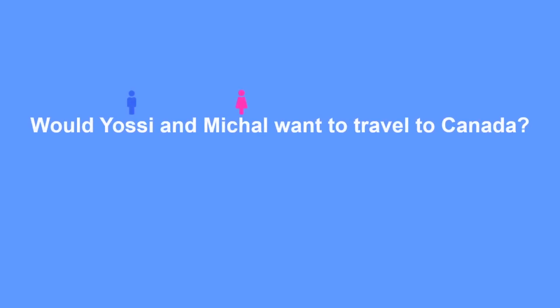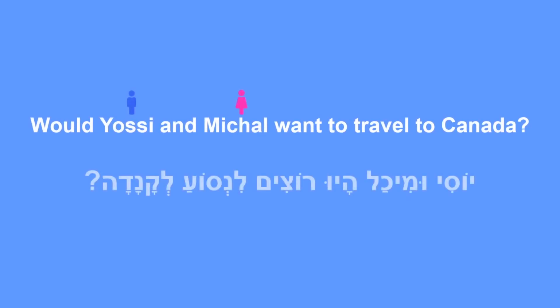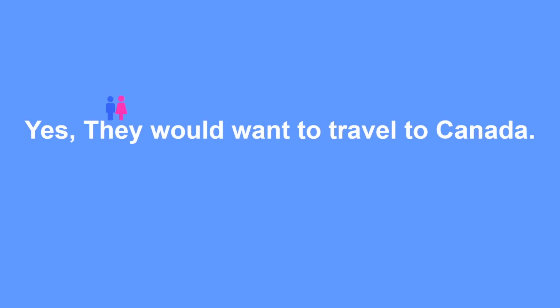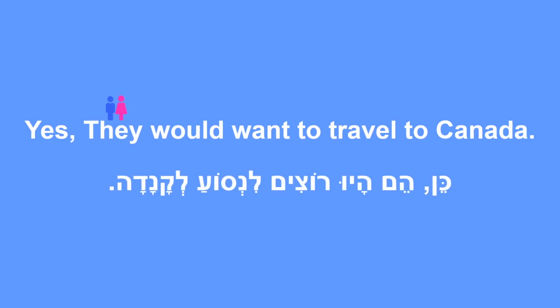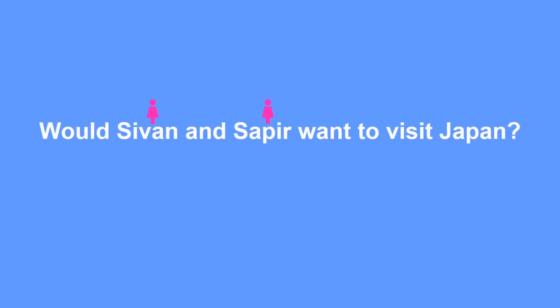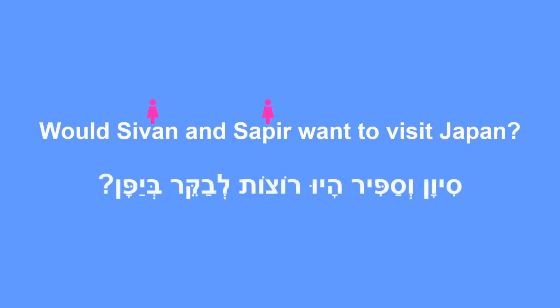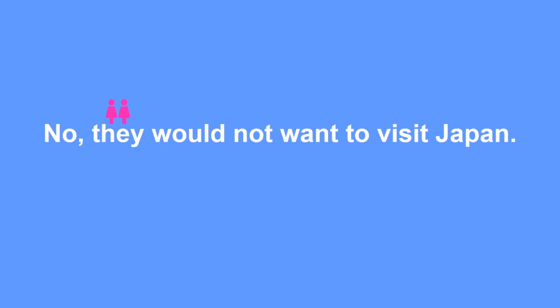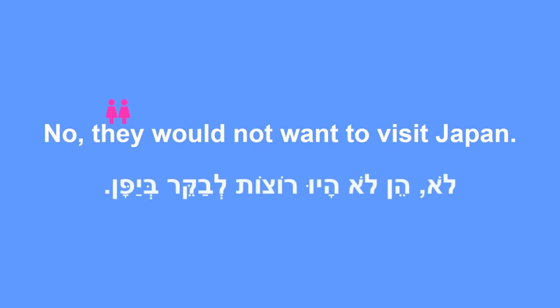Would Yossi and Michal want to travel to Canada? יוסי ומיכל היו רוצים לנסוע לקנדה? Yes, they would want to travel to Canada. כן, הם היו רוצים לנסוע לקנדה. Would Sivan and Sapir want to visit Japan? סיוון וספיר היו רוצות לבקר ביפן? No, they would not want to visit Japan. לא, הן לא היו רוצות לבקר ביפן.